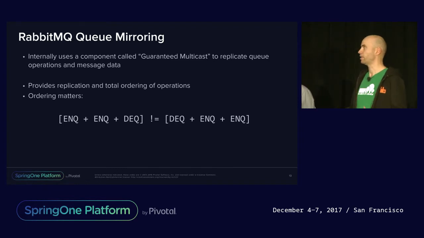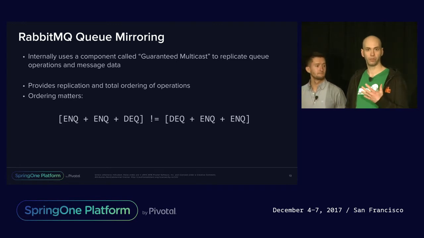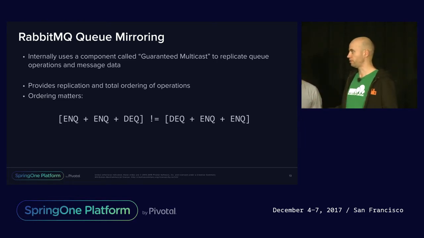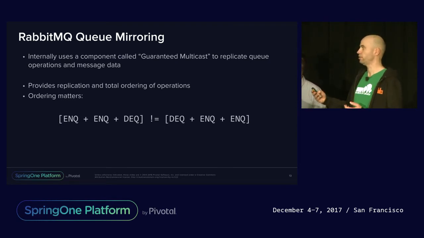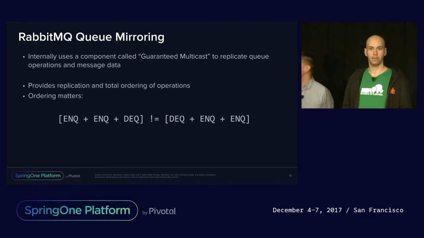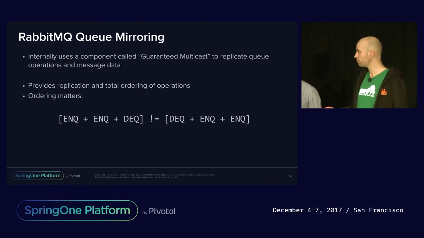It does provide replication, and importantly, it does provide us with a total order of operations on all our replication nodes. And ordering is very important. So if you take a very simplistic queue-based set of operations, an enqueue, another enqueue, and a dequeue, if you reorder those operations, you may not necessarily end up with the same end result state. So ordering matters.